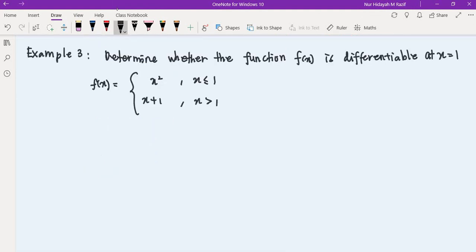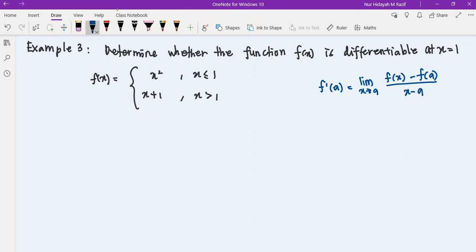Next, we are going to take a look at example 3, where you are asked to determine whether f(x) is differentiable at x is equal to 1. So now I'm going to write my formula to find the derivative at a point here, because I can't see the formula on screen anymore. So if you recall, our formula is f prime of a is equal to the limit of f(x) minus f(a) divided by x minus a as x approaches a.